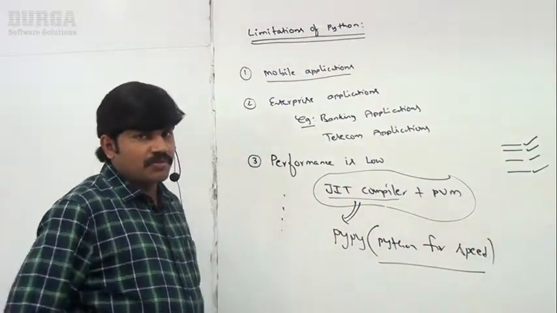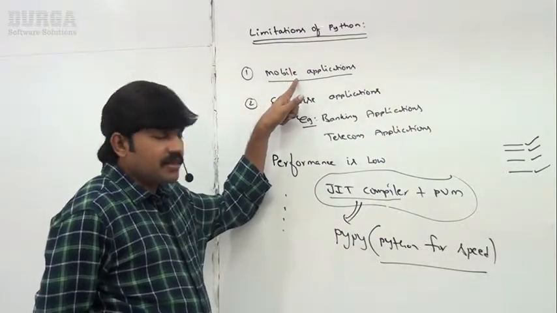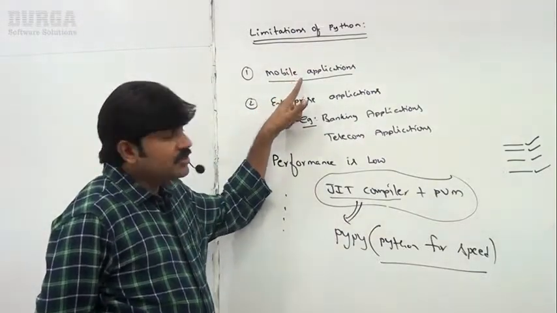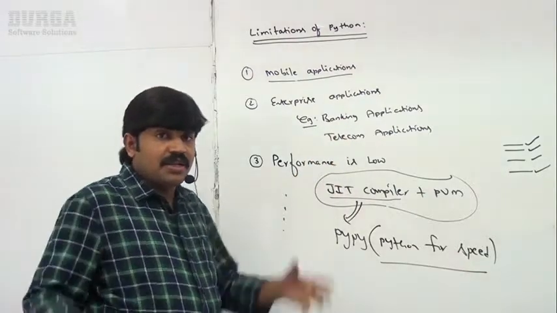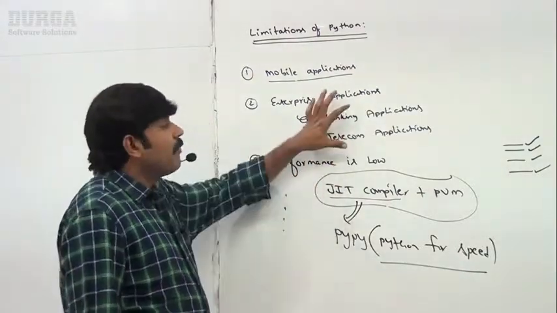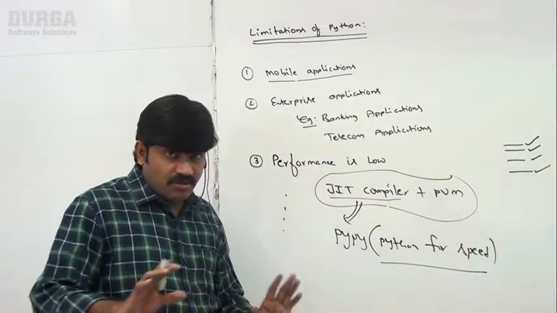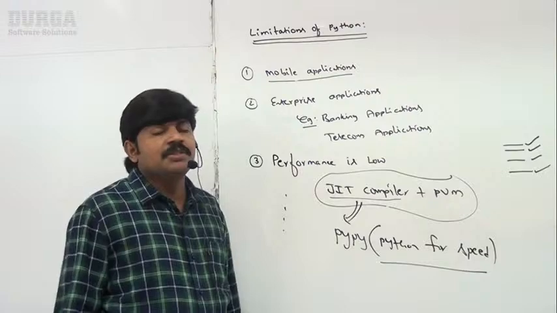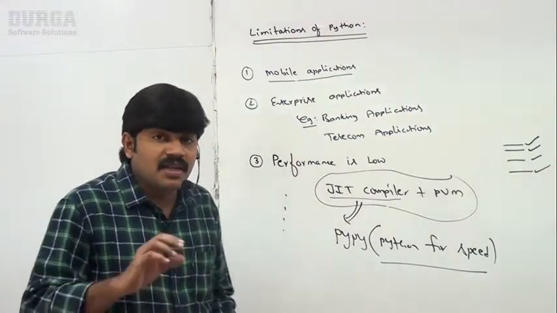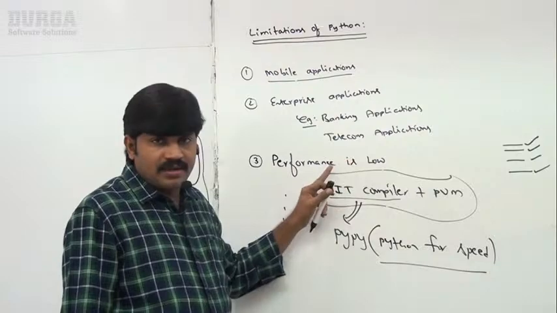Can you please spell out, sir, what limitations there are? First limitation: for mobile applications Python is not suitable, not a choice. Next, for enterprise applications like banking and telecom applications, where end-to-end services are required, Python is not the best choice because library support is not there. Next, Python is an interpreted programming language, and interpreted languages lack performance, so performance is relatively low.